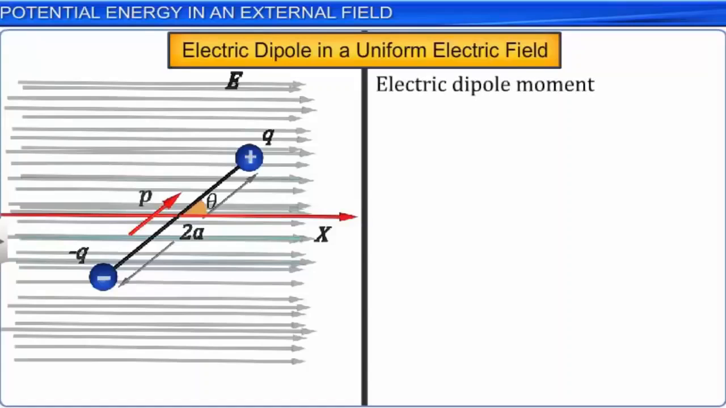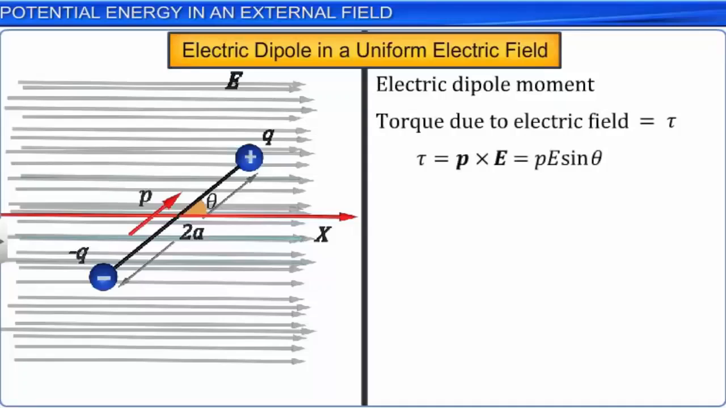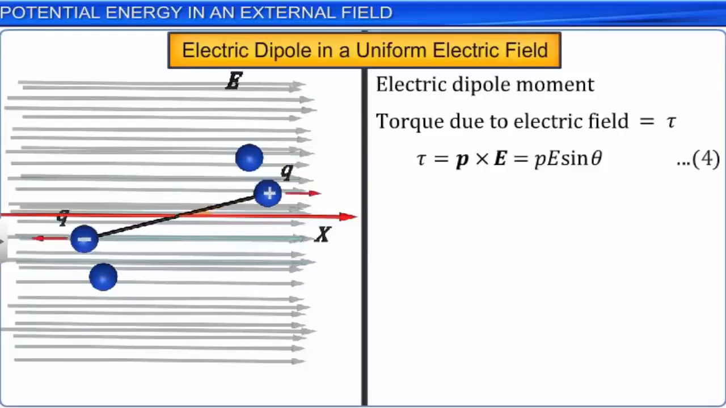Hence, its electric dipole moment P is equal to 2aq. The dipole, when placed in a uniform electric field, experiences a torque tau, which is equal to P cross E, equal to P E sin theta. Let this be equation 4. This torque rotates the dipole until it is aligned in the direction of the external electric field.